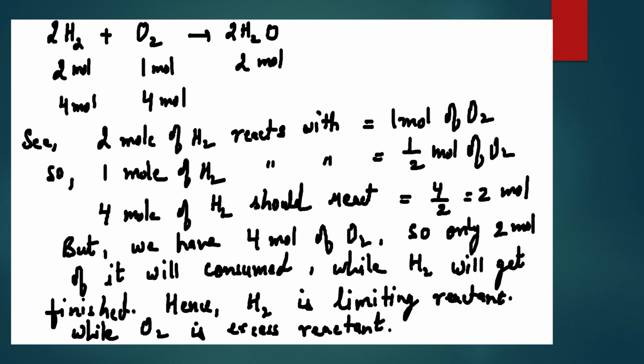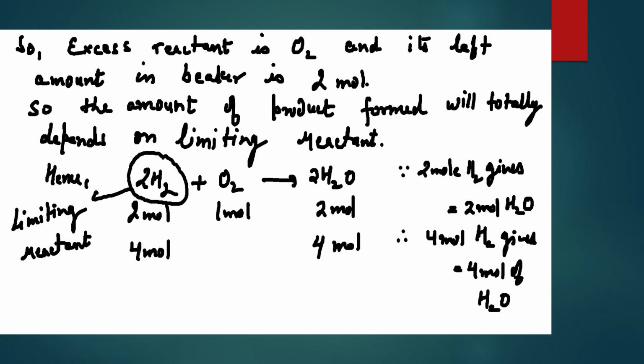But we have 4 moles of O2. So in my beaker, 2 moles of O2 are left. So this is the excess reactant, and H2 will get finished. Hence H2 is the limiting reactant while O2 is the excess reactant. I hope you understand this.